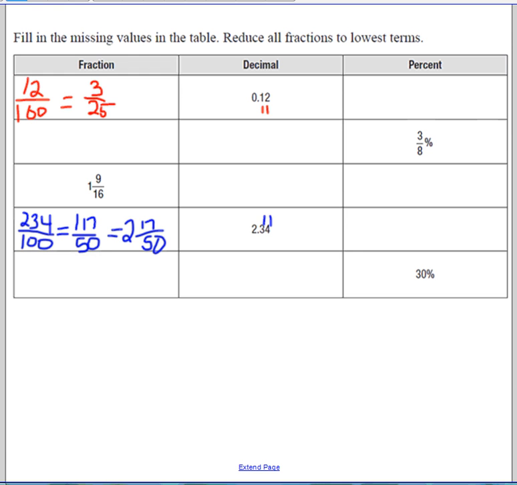Decimals to percents we know are pretty easy because all we're doing is moving that decimal place 2 spaces to the right or multiplying by 100. So we're going to get 12% for our 0.12 and 234% when we move 2.34 2 spaces to the right to get 234.